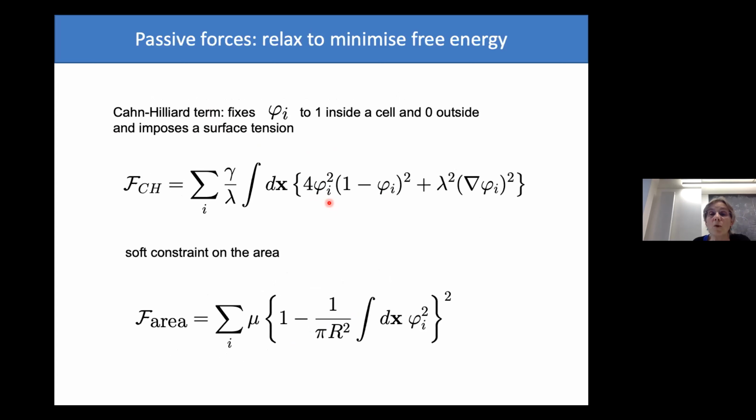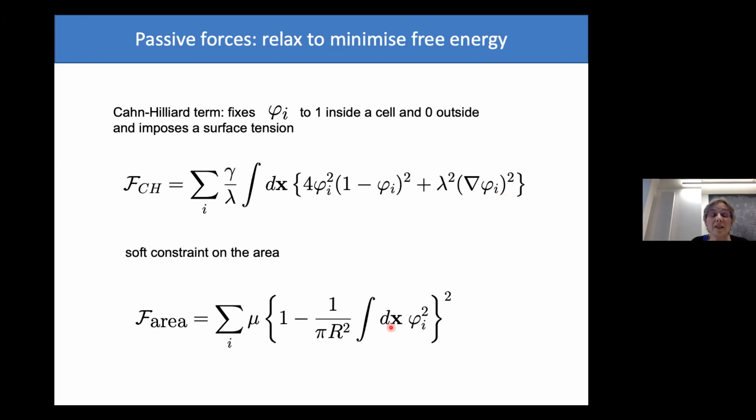Phi can be 0 or 1. And so we have 1 being inside the cell and 0 being outside the cell. And then this term here is a gradient term. And this gradient term just imposes a surface tension between the inside of the cell and the outside of the cell. And so it defines a boundary. And the advantage of the phase field models is that the boundaries can move around on their own, just governed by the free energy. You don't have to put any extra boundary dynamics in.